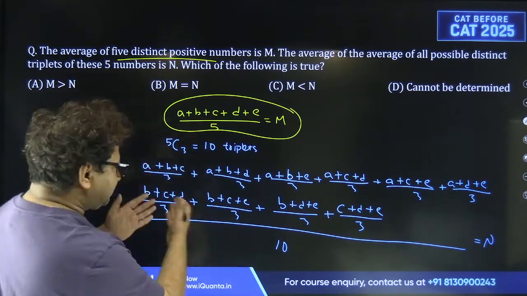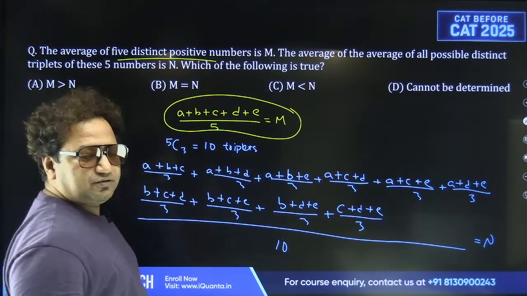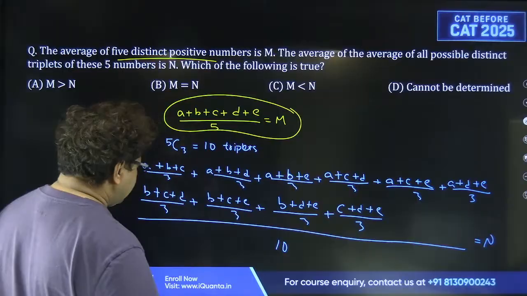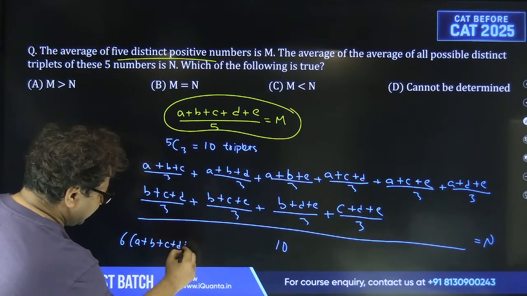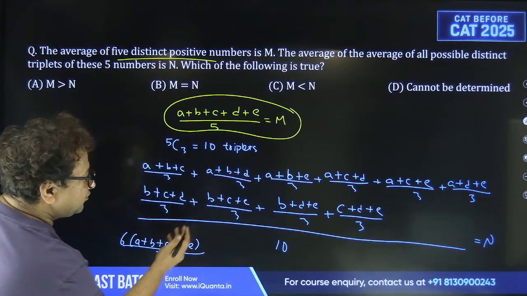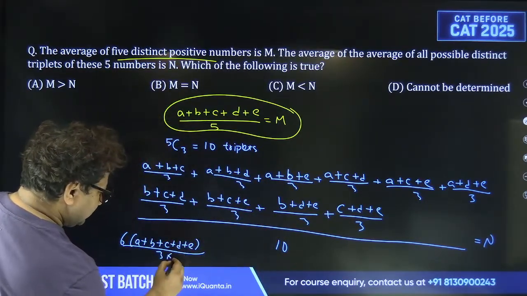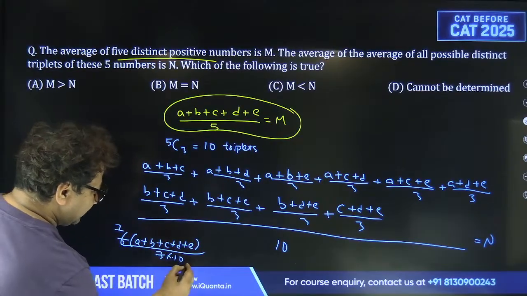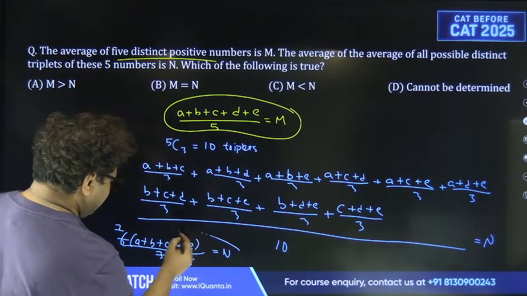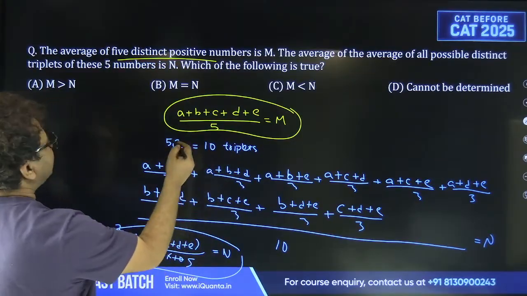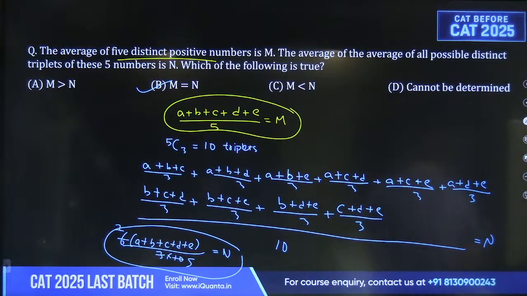Now, if you take 3 common across everything, you will get every term is going to occur 6 times. So I'll have 6 times A plus B plus C plus D plus E whole upon 3. The moment I take this thing, the average, the numerator, upon 10 भी है, ठीक है। 3 2s are 6, 2 5s are 10. Oh, A plus, ये same ही आ गया. This is equal to N. N and M are similar, guys. So the answer is B option. I don't know why everybody said C.